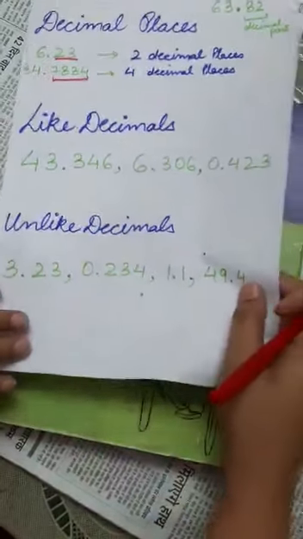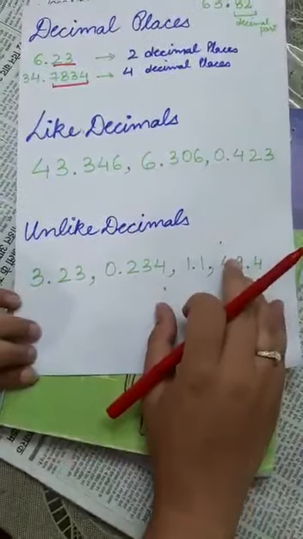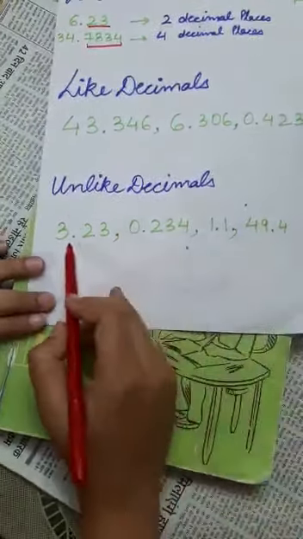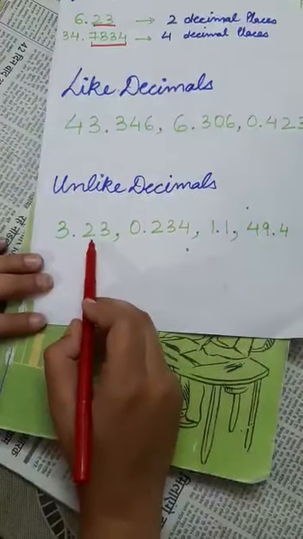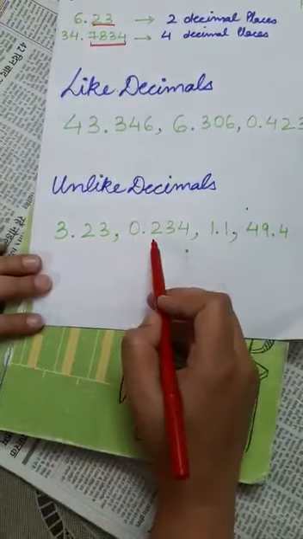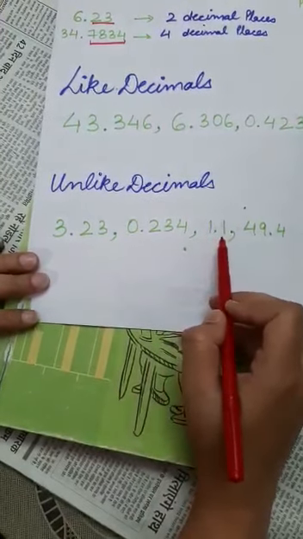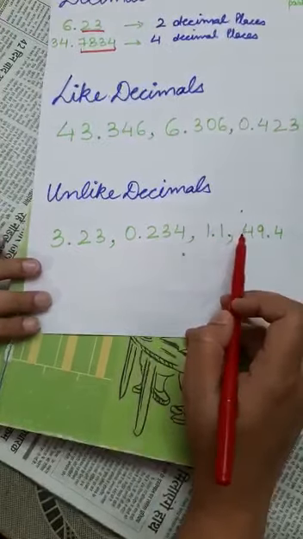Unlike decimals: decimals having different numbers of decimal places are called unlike decimals. For example, 3.23, here we have 2 decimal places. 0.234, here we have 3 decimal places. 1.1, here we have 1 decimal place.